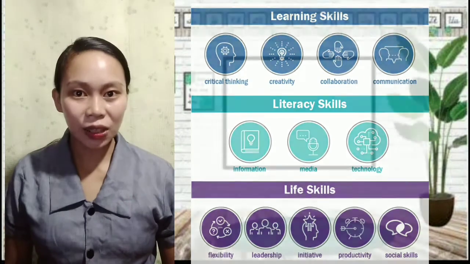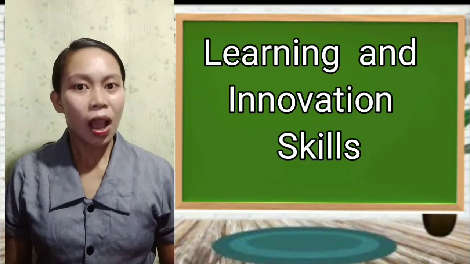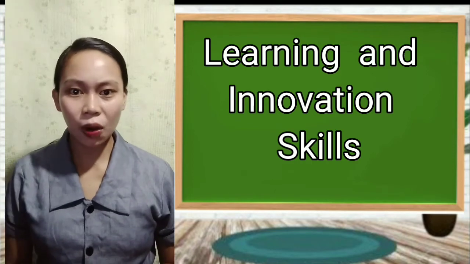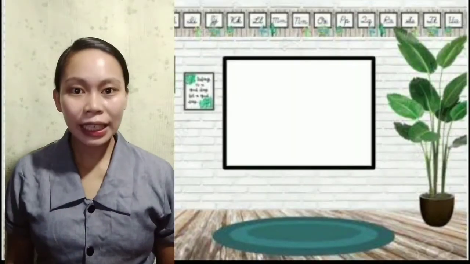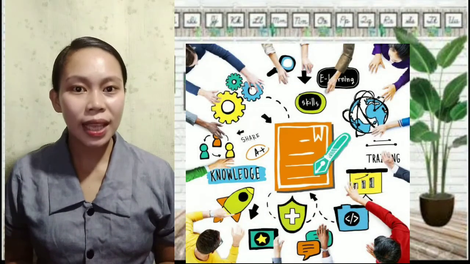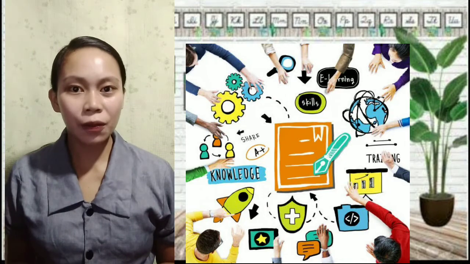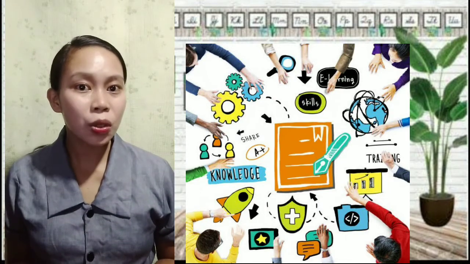The first category is learning and innovation skills. What do you think this category means? And give an example. Learning and innovation skills are the skills or attributes that will set apart students who are prepared for this ever-changing world and the workforce, and those who are not.